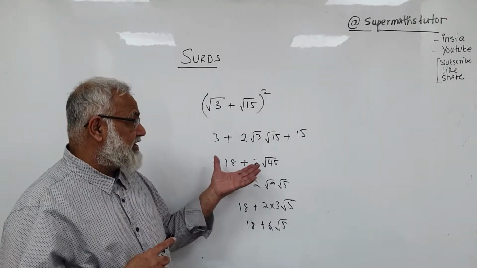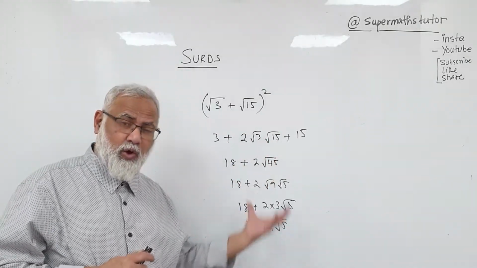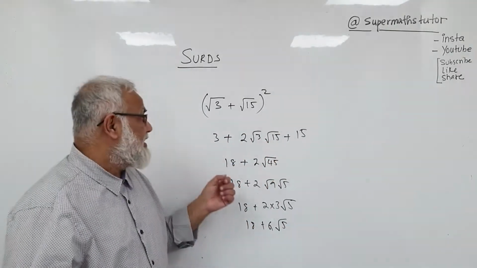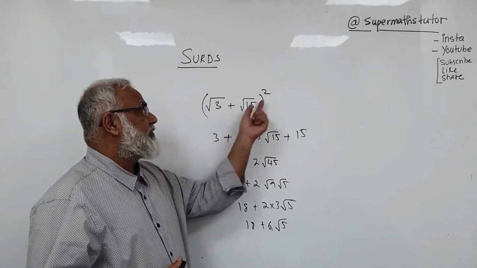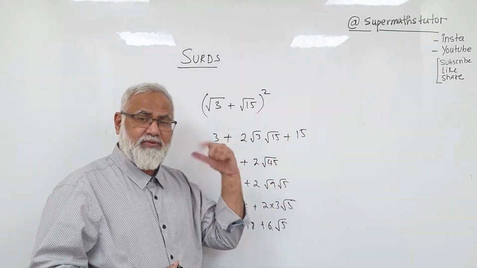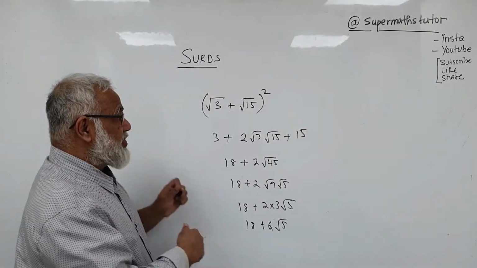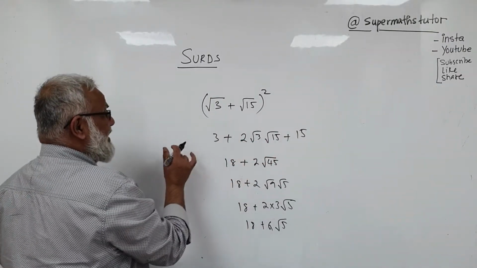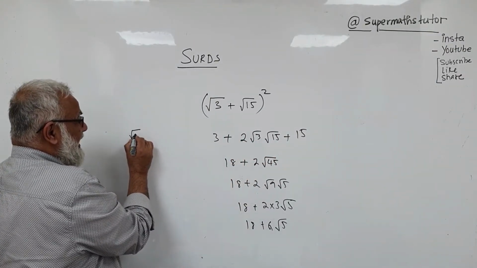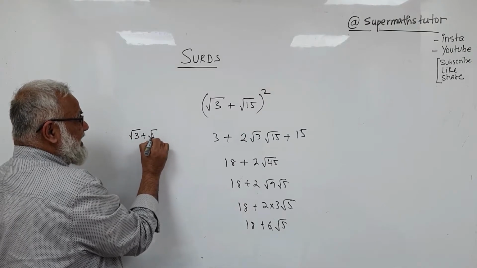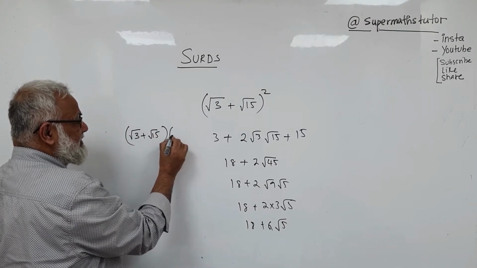First of all, you need to understand. Obviously, when I did this one, this flow comes with practice. Root 3 squared is 3 and root 15 squared is 15. That you understand. Root 3 times root 3 is 3. Root 15 times root 15 is 15. So, where does this come from? I'm going to explain now. Have I told you root 3 plus root 15? I can write it like this.